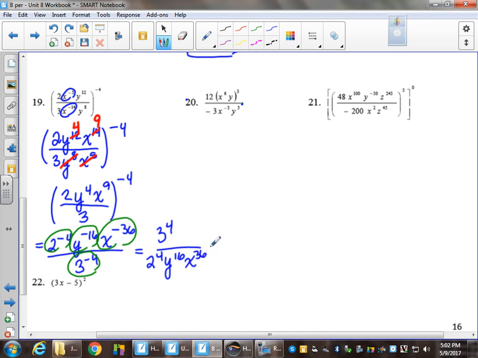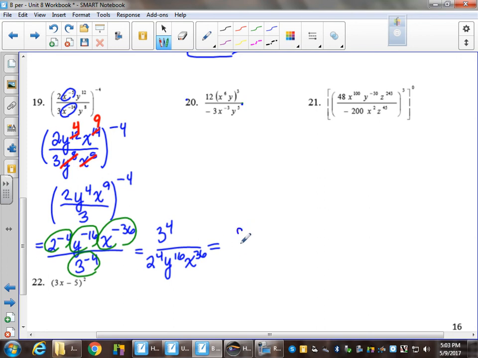X and y's, those are not the same base. The only other step possible is to figure out what is 3 to the 4th. 3 times 3 times 3 times 3. That's what we're talking about. So 3 times 3 is 9. 3 times 3 is 9.